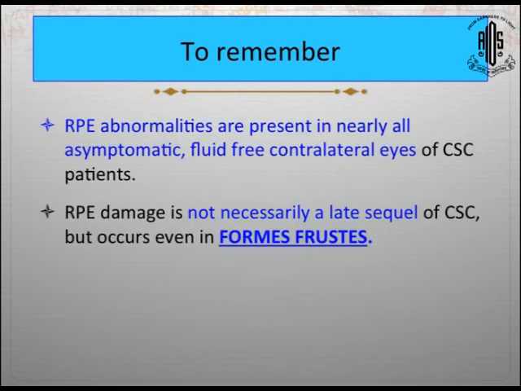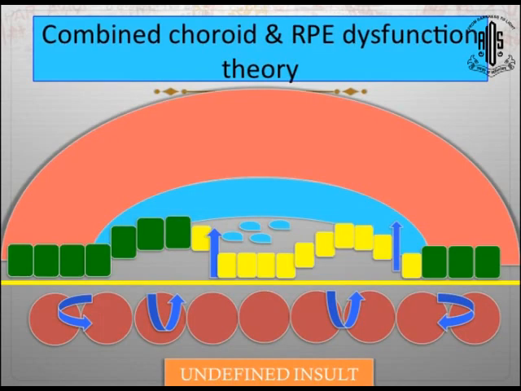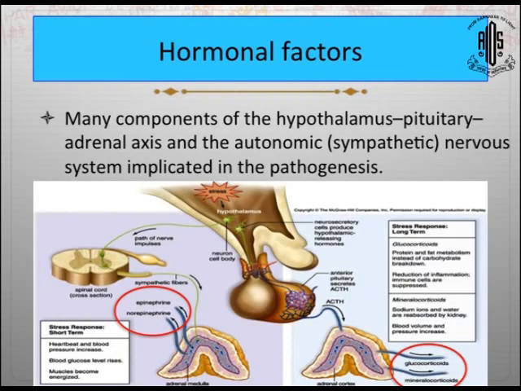So to remember, the RPE abnormalities are nearly present in all asymptomatic, even in fluid-free contralateral eyes. And RPE damage is not necessarily a late sequel of CSR, but can even occur in the first form, that is a preclinical form. So the combined RPE and choroid theory involves both choroidal and RPE disorder. So the choroidal, again the increased hydrostatic pressure leading to PEDs formation along with RPE disorder. Again, the hormonal factors, very important, is many components of the hypothalamus, pituitary, adrenal axis and the autonomic nervous systems are responsible for the pathogenesis.